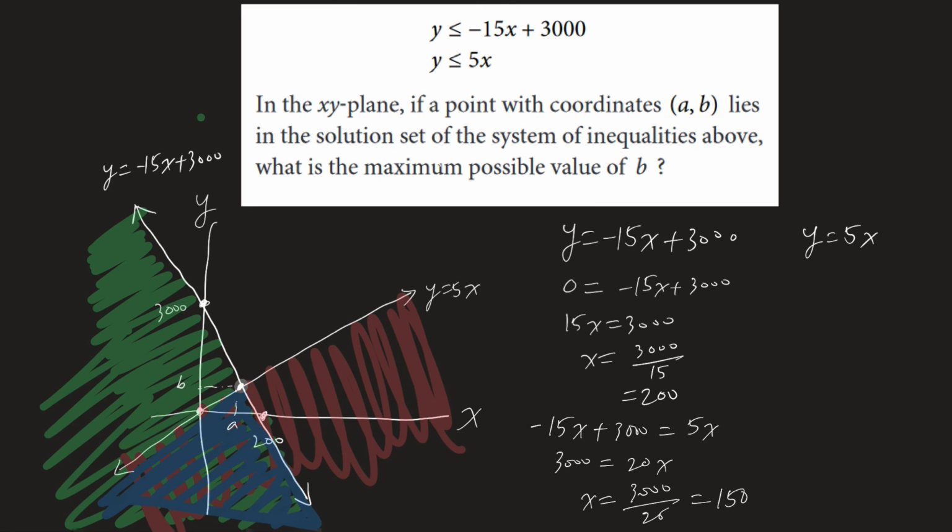But we're not done yet because that's just the a. So a is 150. Now to find b, or y, you just have to plug into either of these two equations. I'm going to pick the second one since it's simpler. So 5 times 150 gives you 750. So the maximum possible value of b is 750.